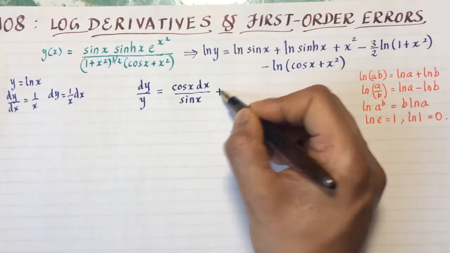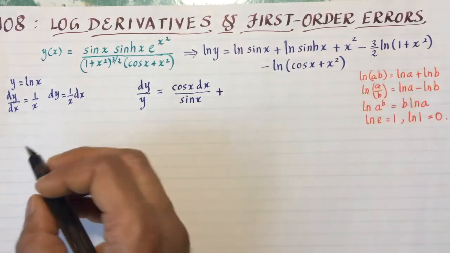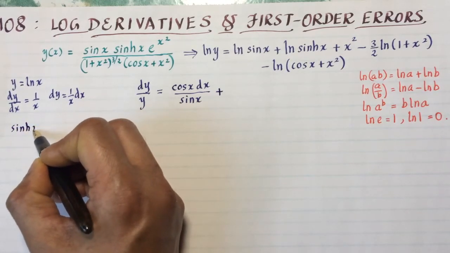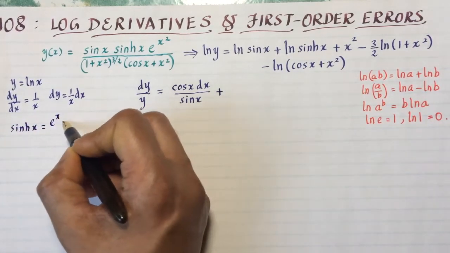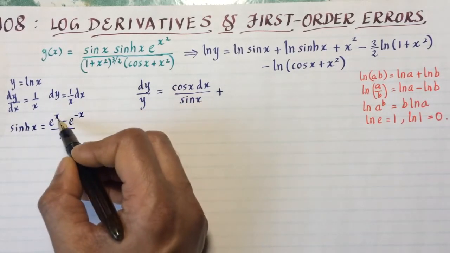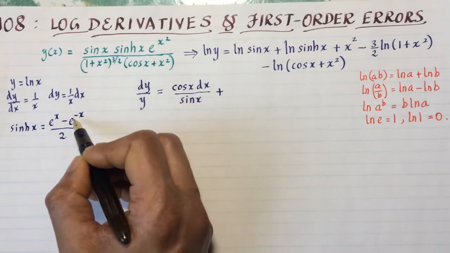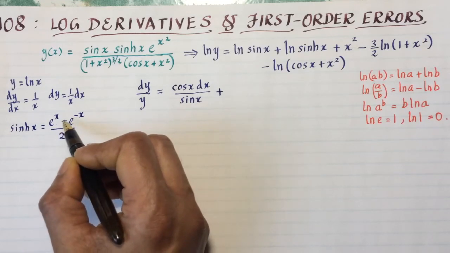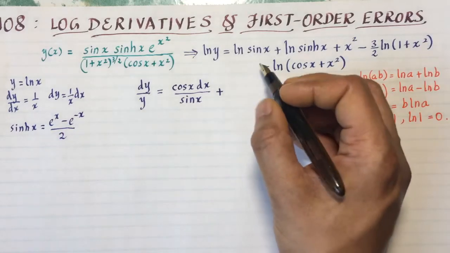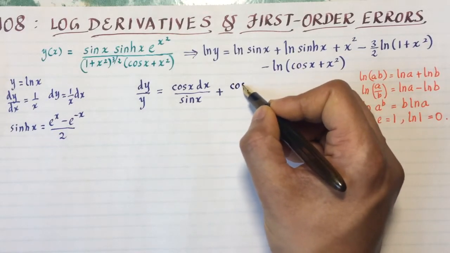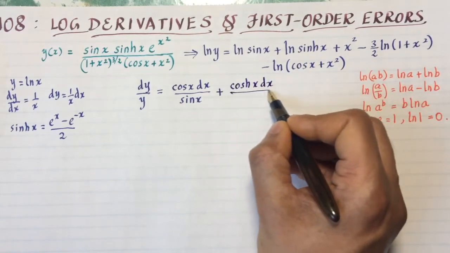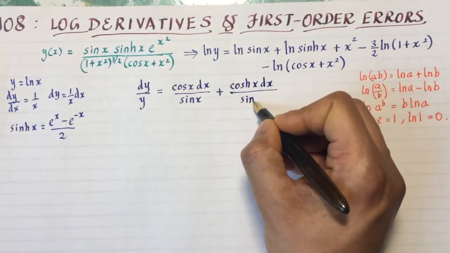And here I'll get the derivative of sinh. Now if you recall that sinh is e to the x minus e to the minus x divided by 2. So if I took a derivative of that, the e to the x remains the same. E to the minus x produces another minus sign to make this a plus. The derivative of sinh is just cosh. So that gives me cosh x dx divided by sinh x.